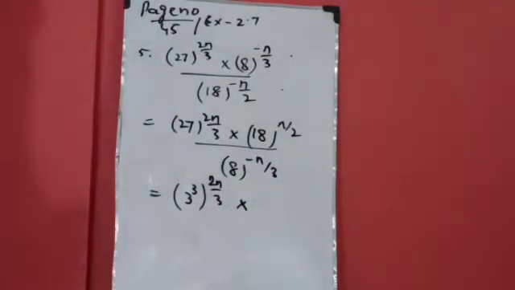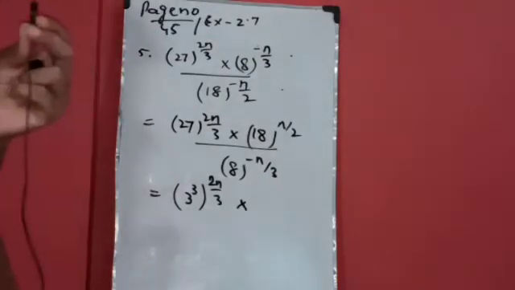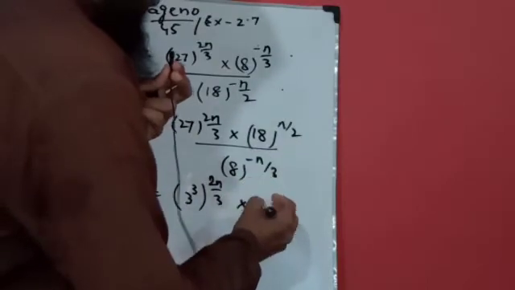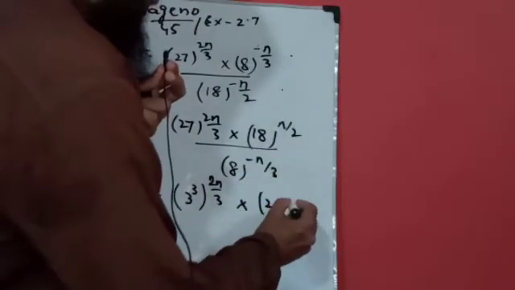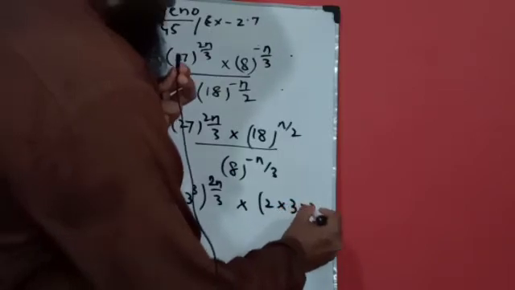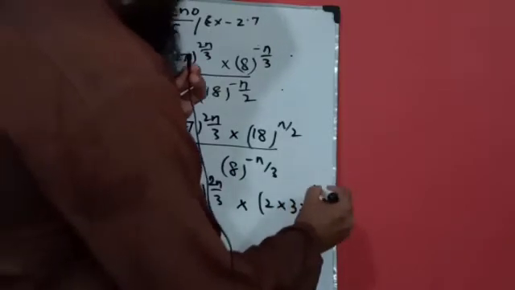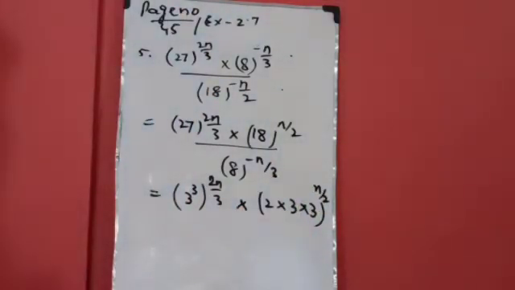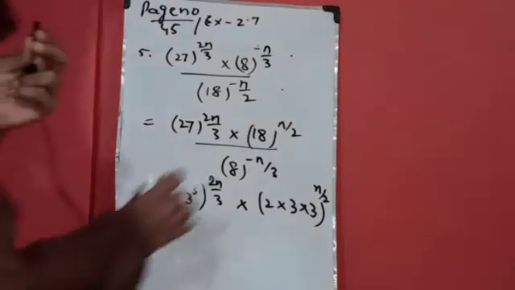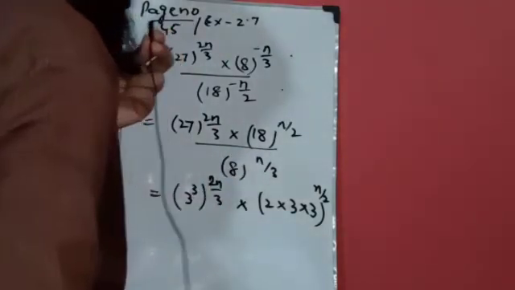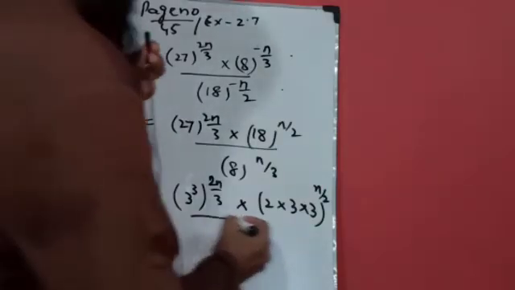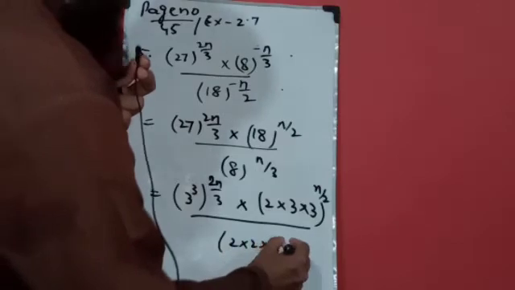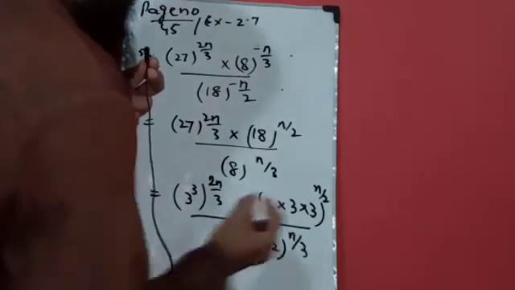Now for 18, we find the factors of 18, so it comes as 2 into 3 into 3, raised to power n upon 2. 2 3s are 6, 6 3s are 18. Similarly, in the denominator, 2 to the 3 is 8, raised to power n upon 3.